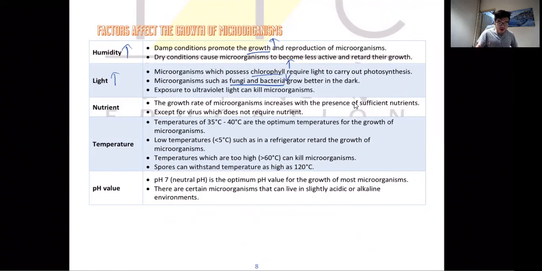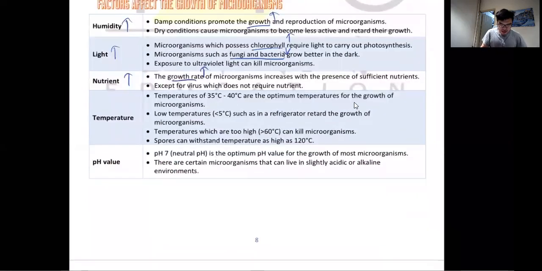Why? Because fungi and bacteria don't really like light, because of the UV. UV is going to kill them, so they don't grow very well in light. Nutrient: if nutrient increases, growth will increase, the same as humidity. And then temperature is going to be the middle guy. 35 to 40 is the optimum temperature. Anything below or higher is going to be lower.